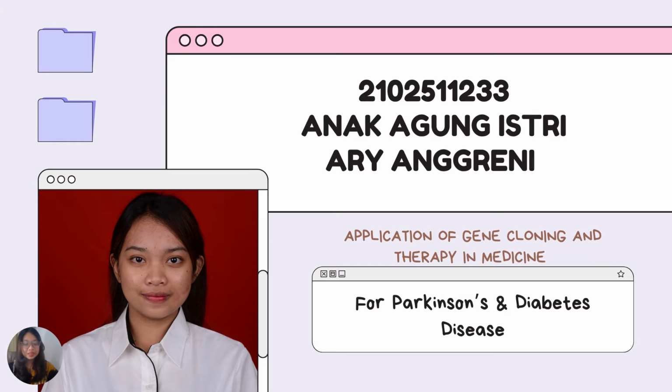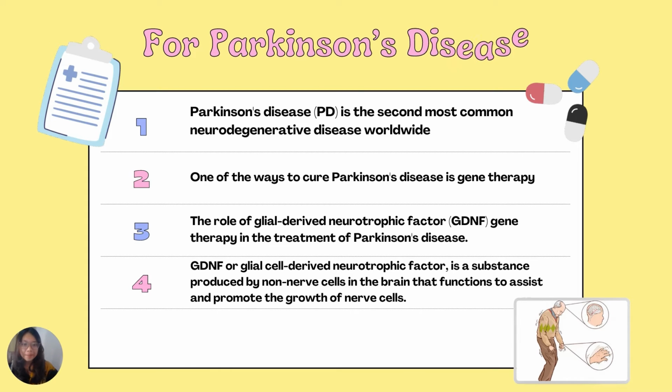Now I will present the application of gene cloning and therapy in medicine for Parkinson's and diabetes. Parkinson's disease, or PD, is the second most common neurodegenerative disease and is estimated to affect up to 5.8 million people. Parkinson's disease is characterized by asymmetrical slow motor symptoms. One of the ways to cure Parkinson's disease is gene therapy.